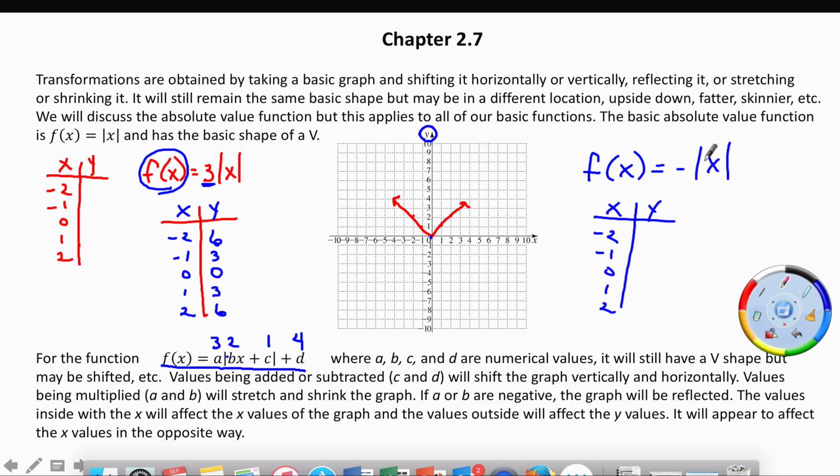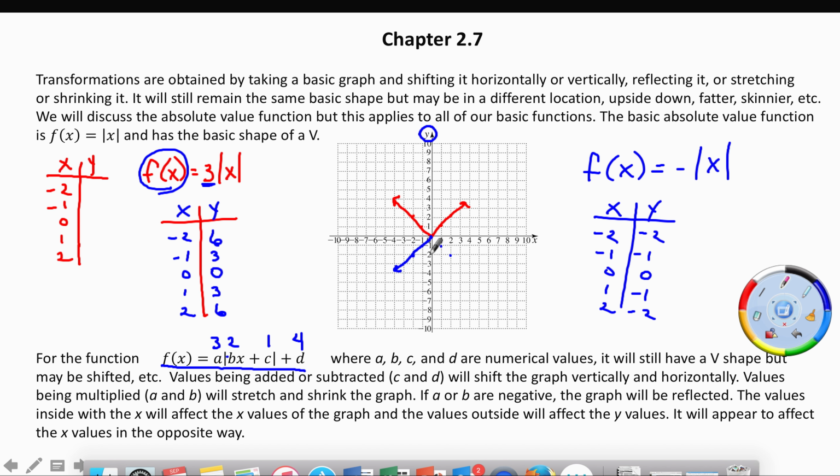Okay, so absolute value of negative 2 is 2, but then I would have negative 2. Absolute value of negative 1 is 1, negative 1. 0 isn't positive or negative. Then negative 1, negative 2. So plotting these points, negative 2, negative 2, negative 1, negative 1, 0, 0, 1, negative 1, 2, negative 2.